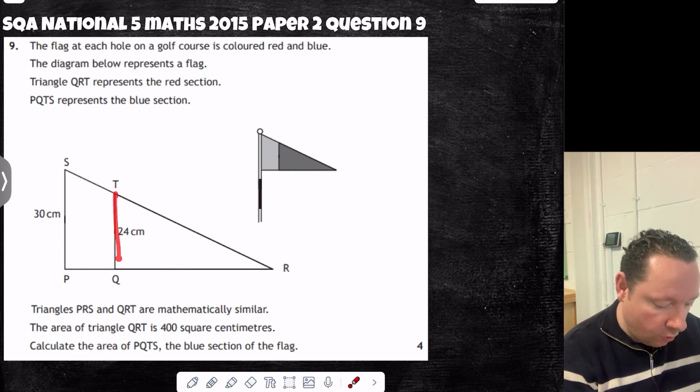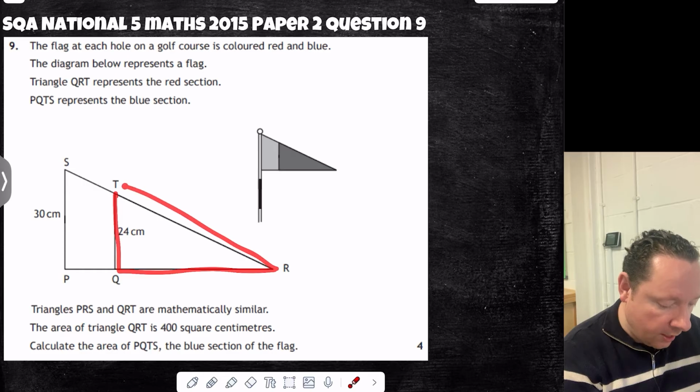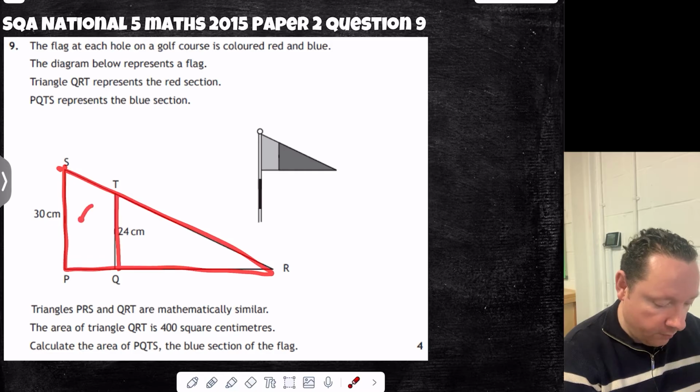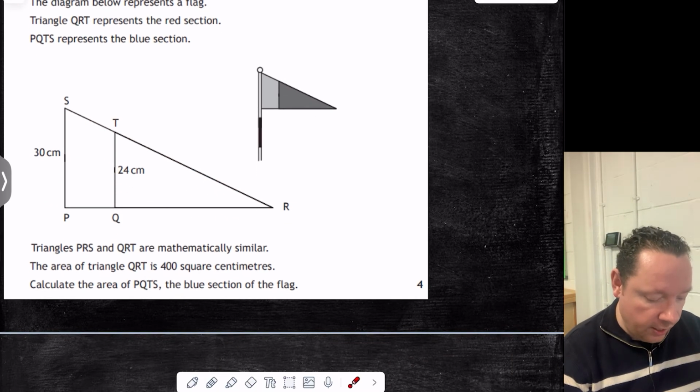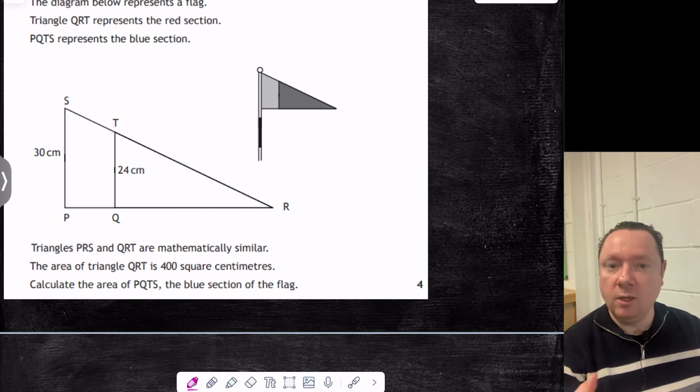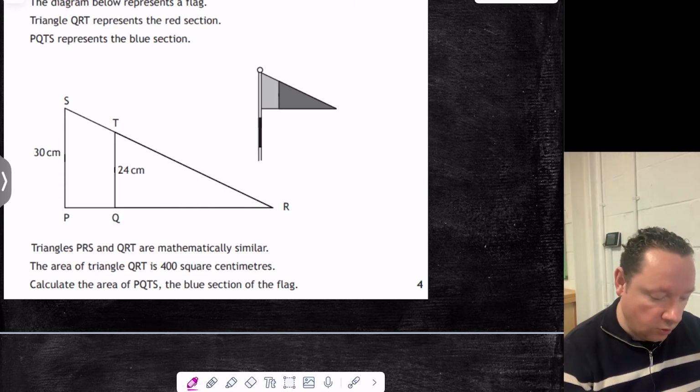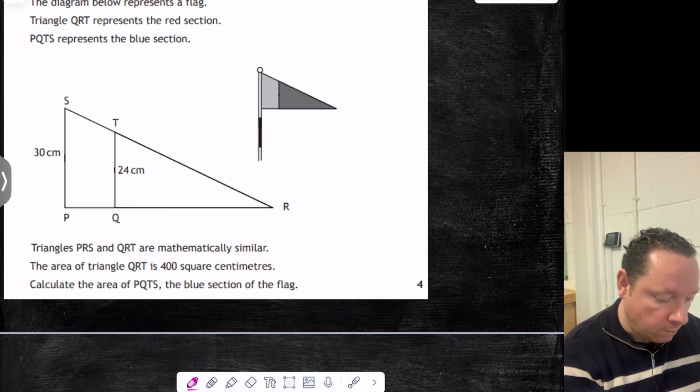So if I know that that's 400, I can use similarity to get the area of the whole triangle, and then just take away that triangle to get the blue bit, which is missing. So that's what I'm going to do. So for similarity, we've got linear scale factor, then it scales up to area and volume. So first of all, starting off with linear scale factor, I want to find the big one.